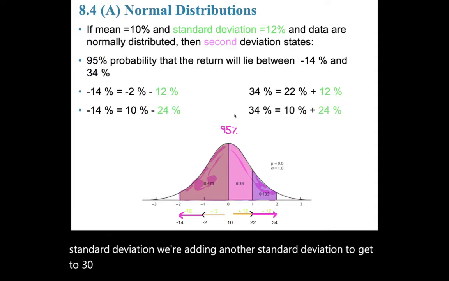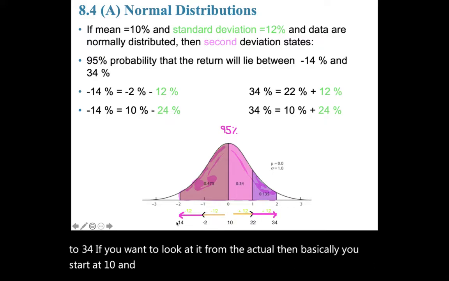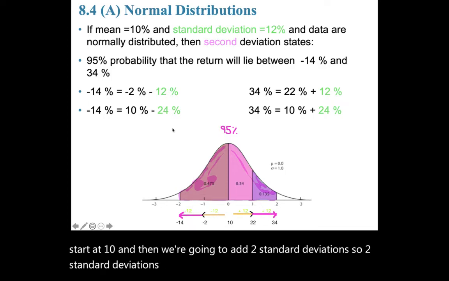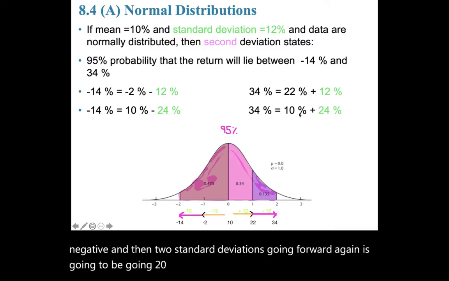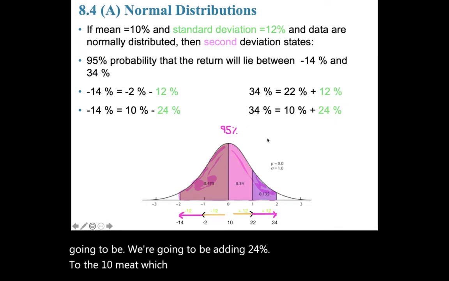If you want to look at it from the actual mean, well, then basically you start at 10, and then we're going to add two standard deviations. So two standard deviations at 12% each is going to give us 24% going negative, and then two standard deviations going forward, again, we're going to be adding 24% to the 10% mean, which is 34. Yeah, but you knew all this. This is just review. Just take a look at some wonderful colors.